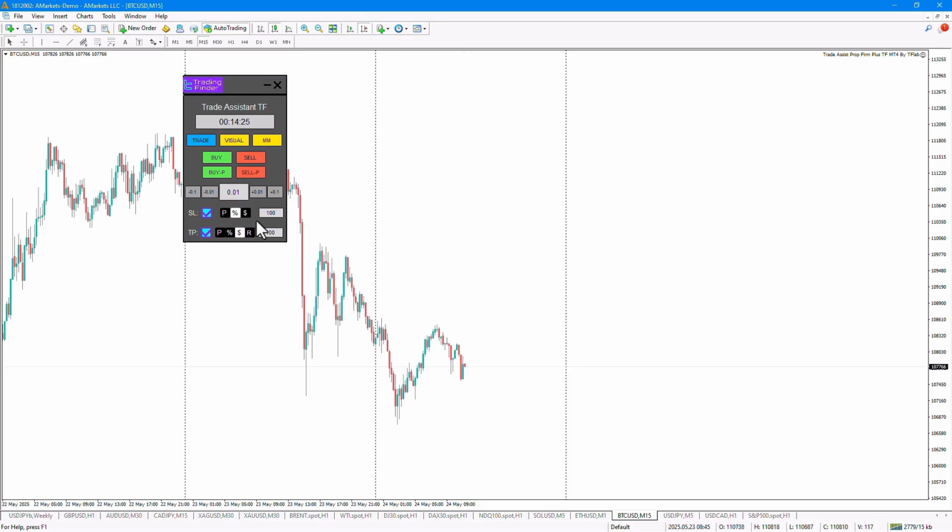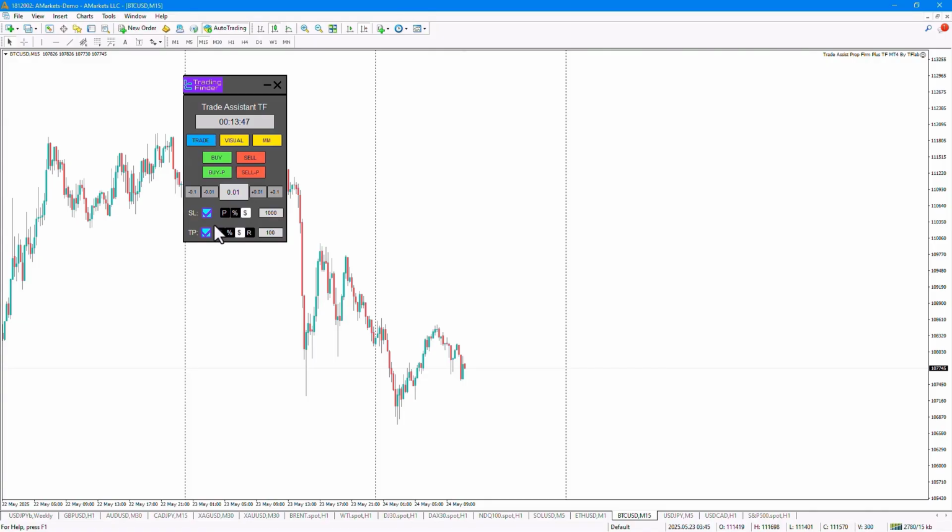Or I can choose the percentage option, and if I enter a number here, my stop loss will be set based on a percentage of my balance. Here, I have entered the number 1, so my stop loss is set based on 1% of my balance. In the next section, there is the dollar option. Here, I can enter a dollar amount, meaning my stop loss will be set based on the dollar amount entered in this section, or the $1,000 I have entered here.